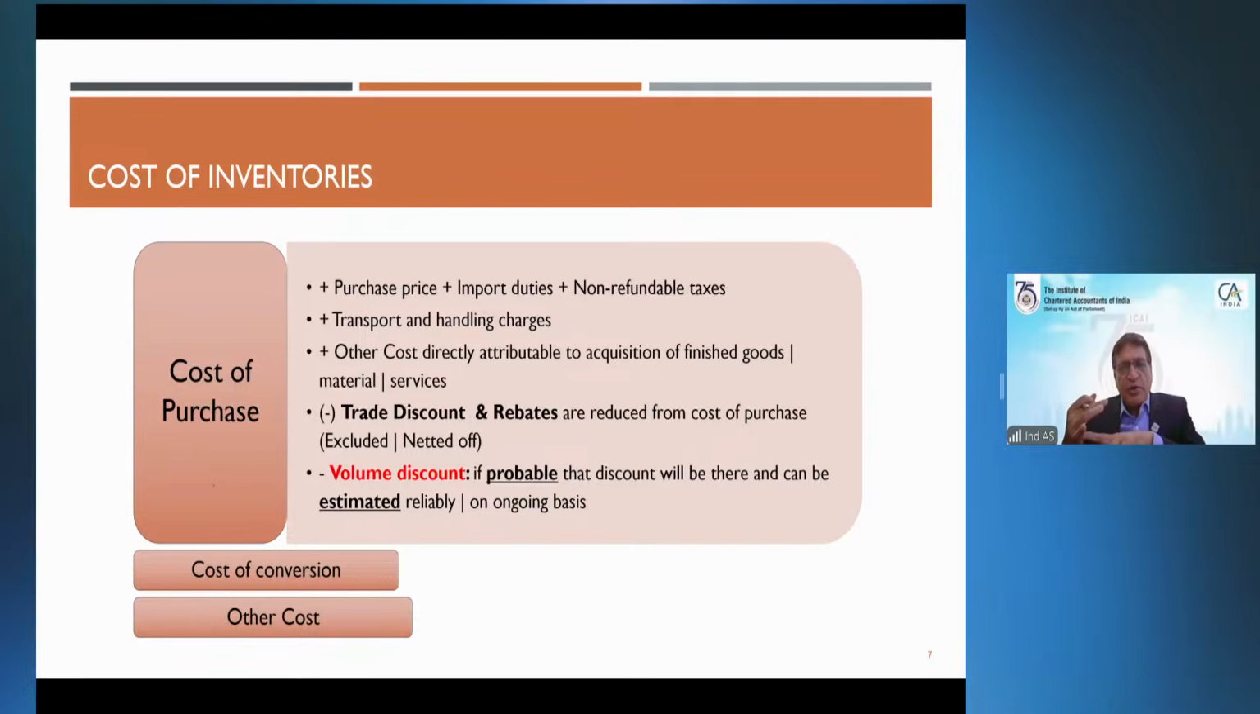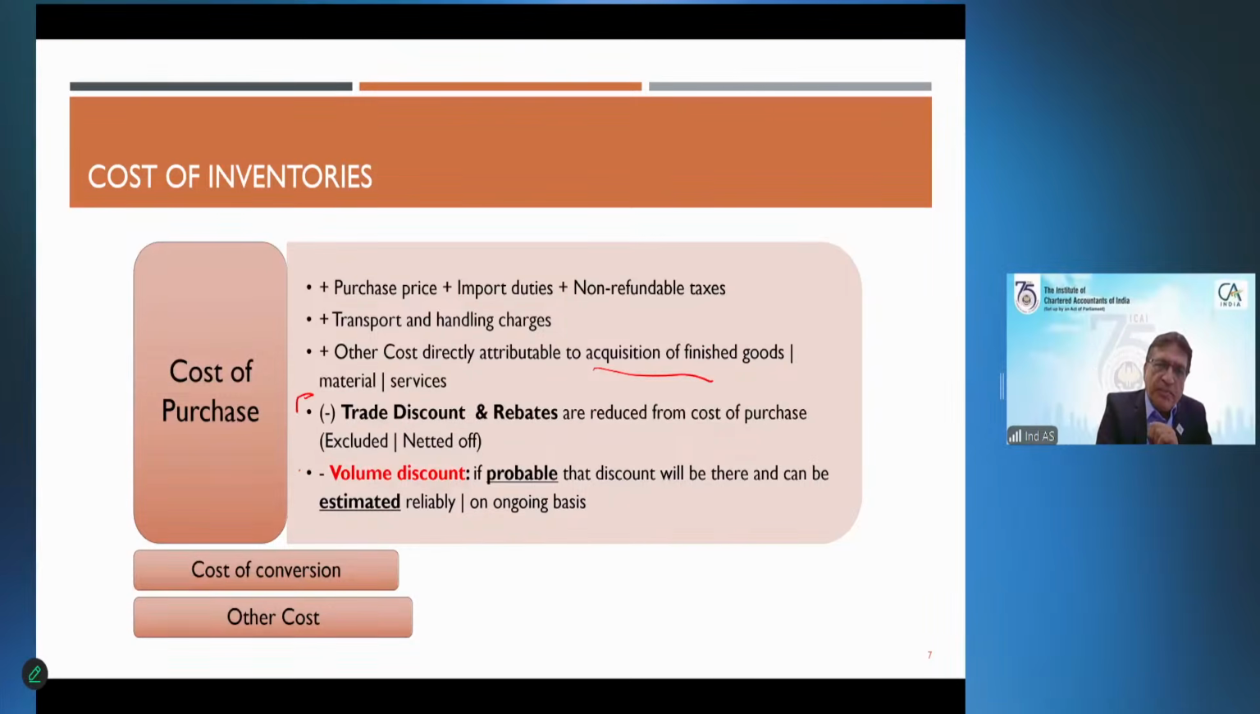We'll also try to cover certain things around GST, particularly when we discuss the tax audit implications. Transport and handling charges: any inventory which is coming to you and there is a transport charge, this has to be added to the cost of inventory. Other costs directly attributable to acquisition of finished goods.